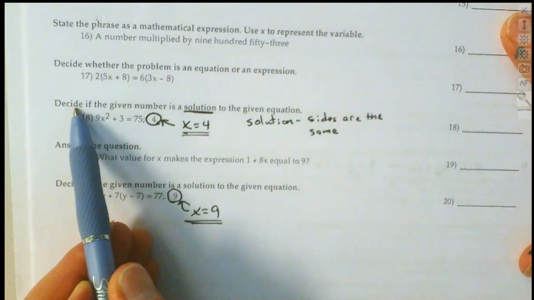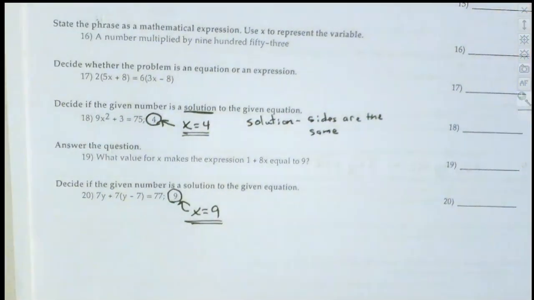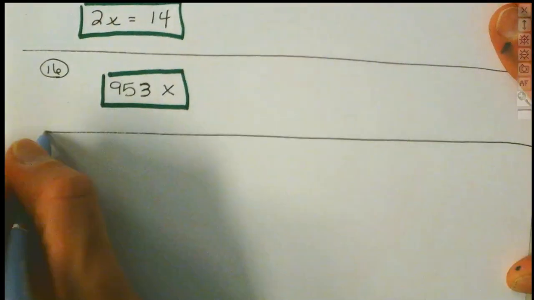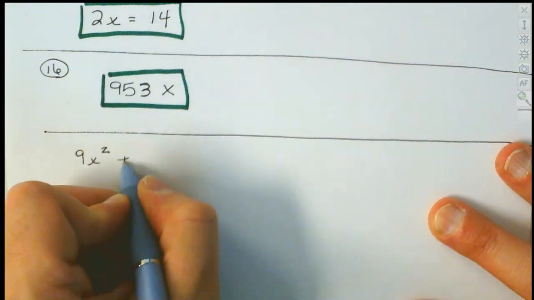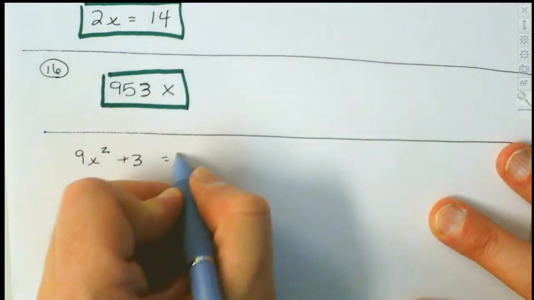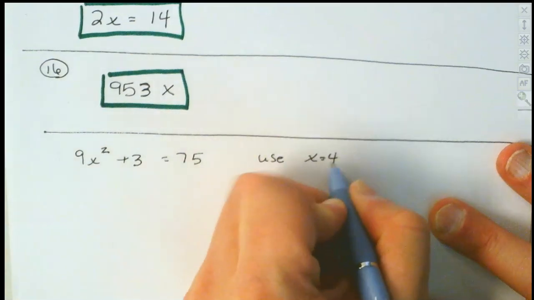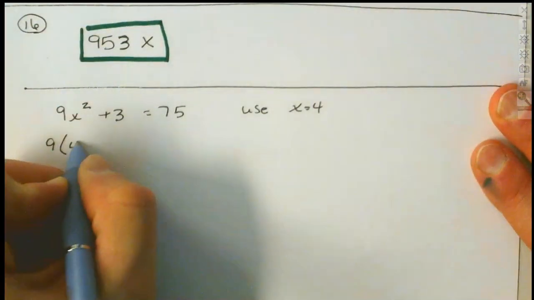But what is it wanting you to do? It says, determine if the given number is a solution. Now, what does it mean if something's a solution? That means when I plug that value in, the sides are going to be exactly the same. So 3 and 3, 5 and 5, 4 and 4. They have to be the same. So let's look and see if this is a solution. So we're going to look at question 18. And we've got 9x squared plus 3 equals 75. And we're going to use that x equaling 4. So we're going to plug in that 4. And we're going to see if they come out to be the same.